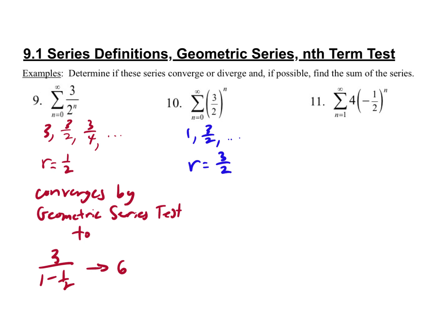Converge or diverge? Diverge. It's bigger than 1. Okay, so we'd say the same thing. Divergent by the geometric series test. Give a reason: 3 over 2 is greater than 1. They always like when you give a reason. All right, gonna keep moving.